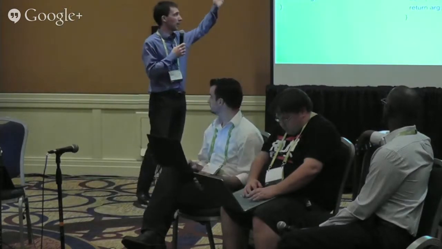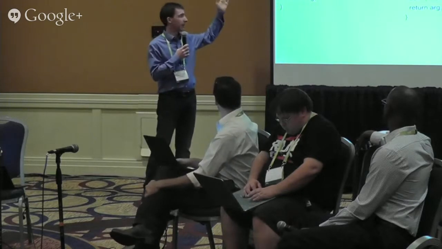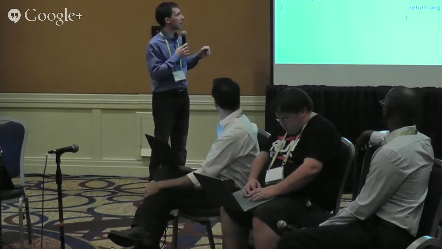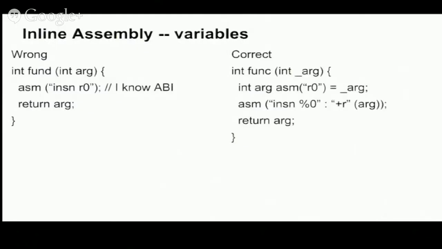More on the inline assembly variables. Here is example code from just several weeks ago. Function starts. The engineer knows the ABI, great, that the only parameter, the function argument, is passed in register 0. So he is using just assembly with an instruction referencing that register and assuming that data will be there. It might not be. Very well might not be.